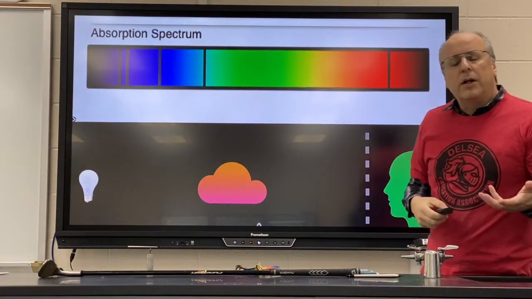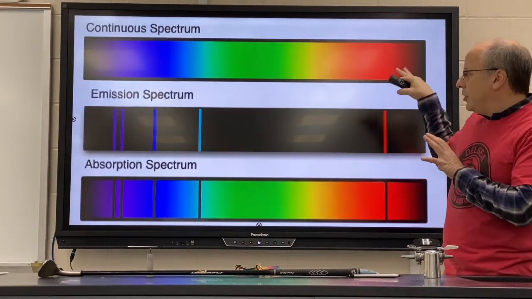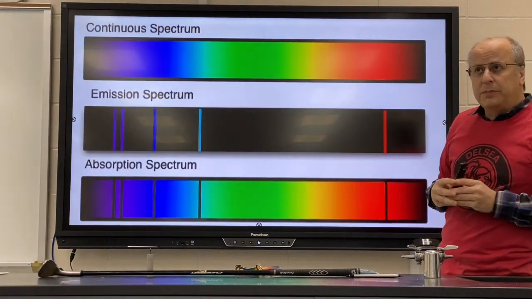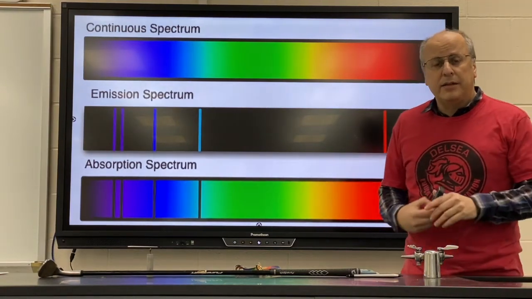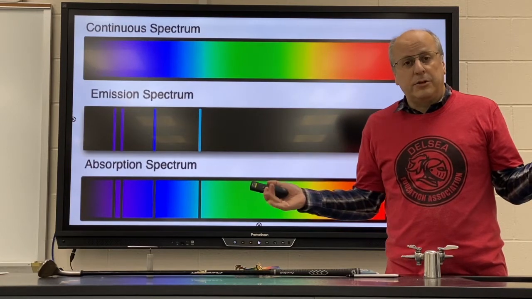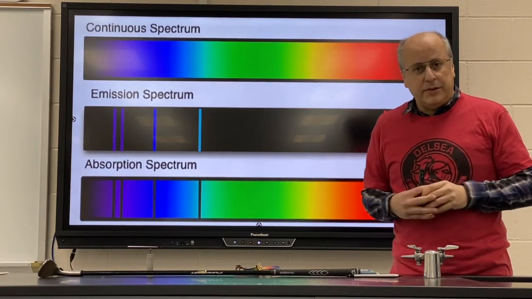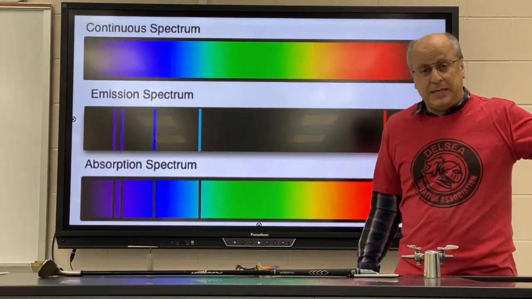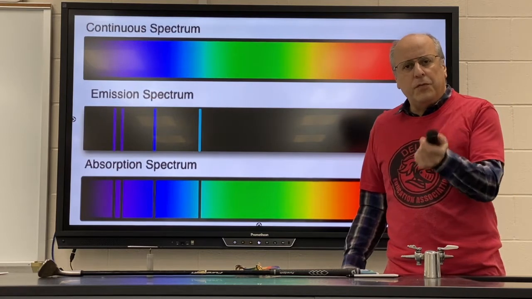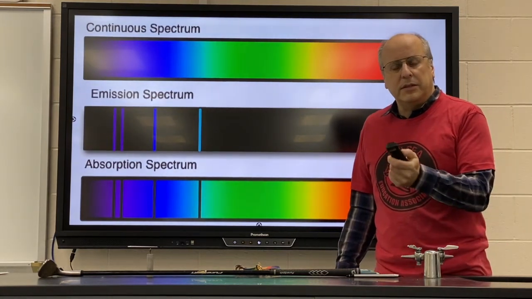We will learn what all of this means in just a little bit, but for today, make sure you understand these three different types of spectrums. Continuous is from a hot glowing object. All the wavelengths are present. One wavelength will be more dominant than the others. Emission spectrum, most of the colors are missing, and then there are a few random colors which are determined by the element that it's coming from.